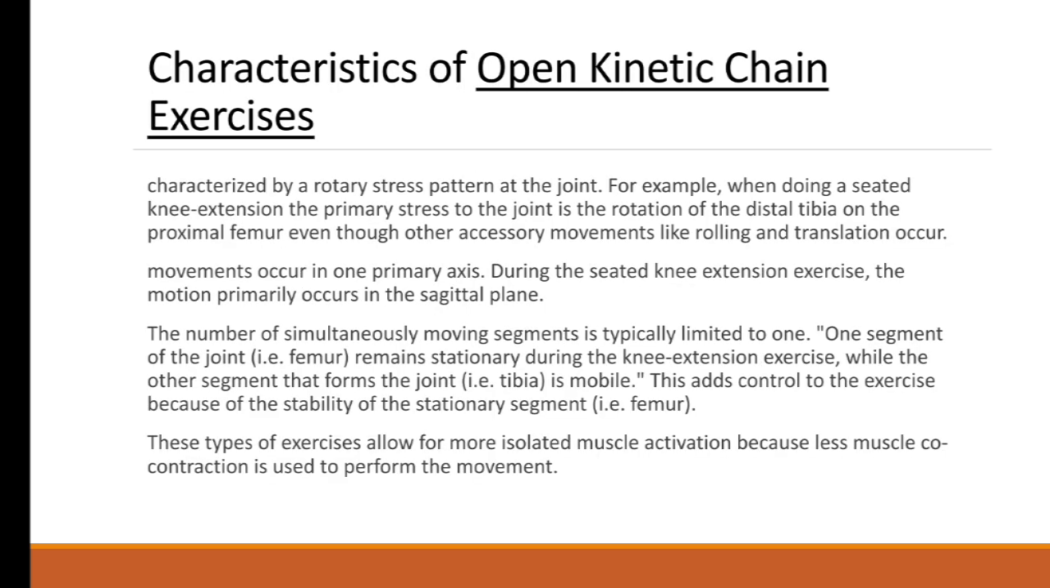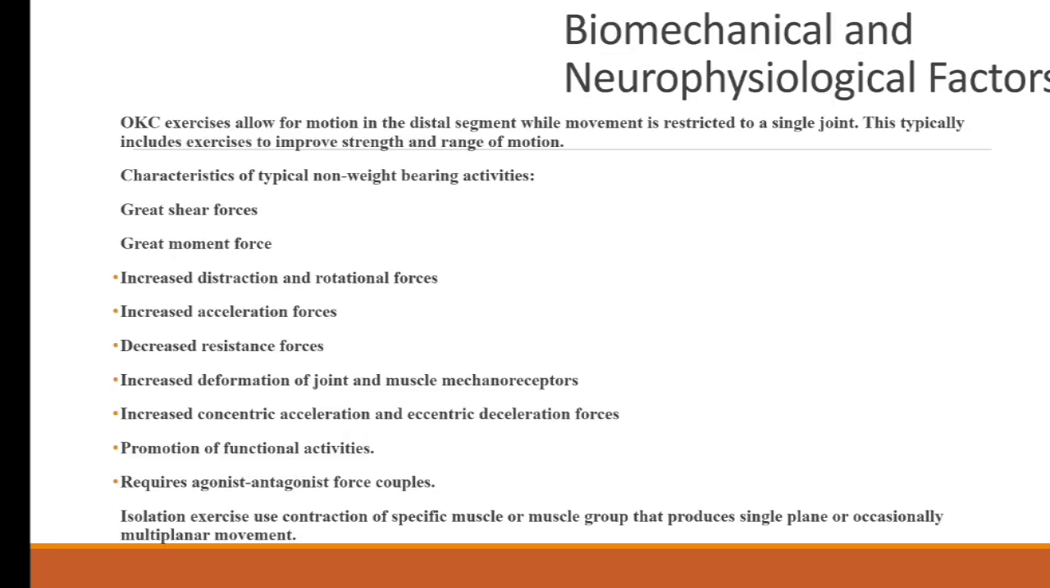It is basically characterized by a rotatory stress pattern at the joint. For example, if we are doing a seated knee extension, the primary stress to the joint is the rotation of the distal tibia on the proximal femur, even though other accessory movements like rolling and translation occur. Movement occurs in one primary axis during the seated knee extension exercise, and the motion primarily occurs in the sagittal plane. Basically this type of exercise allows for more isolated muscle activation because less muscle co-contraction is used to perform the movement, along with biomechanical and neurological factors.